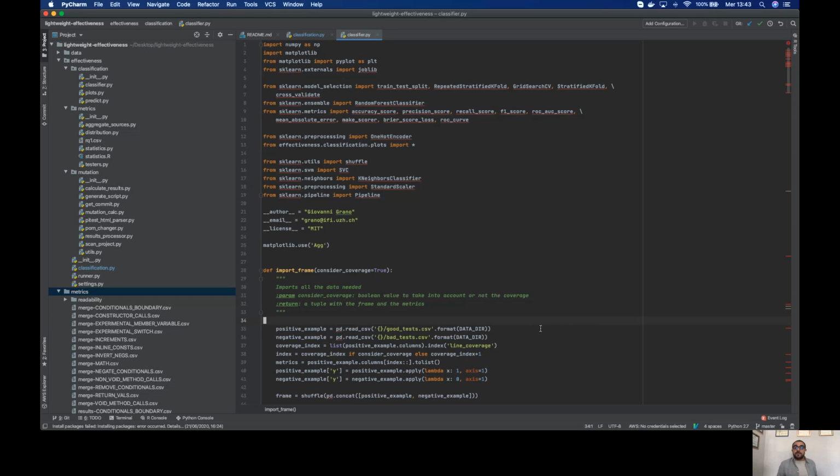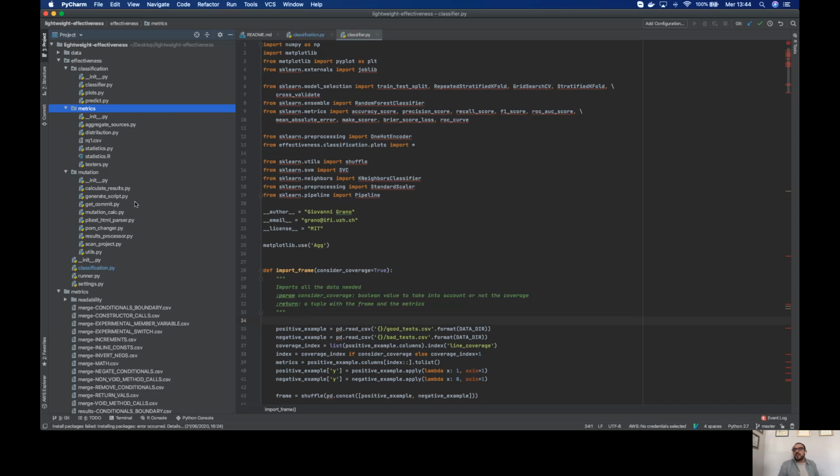As part of the replication package, what you will find is this project, Lightweight Effectiveness. This project contains all data scripts that we used for the study. Let's just have a quick look at that. What you will see here is that the project contains a number of packages: classification, metrics, mutation.